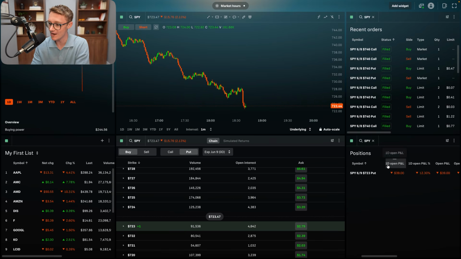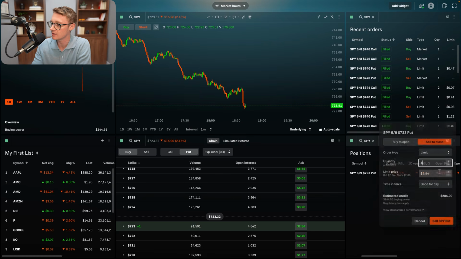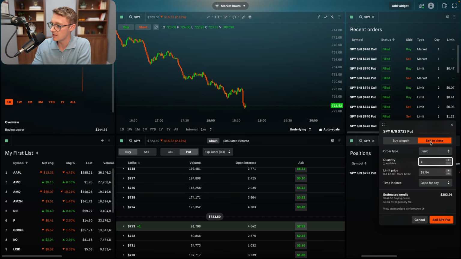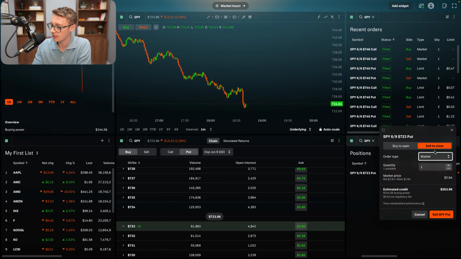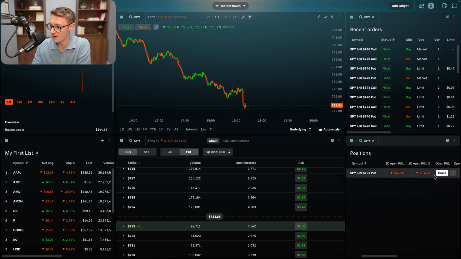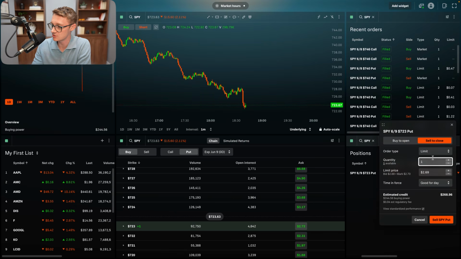And so when you're ready to close that trade, you're just going to click on close and say, hey, I want to sell to close. And we can choose a limit or a market order, and you're just going to click on sell put. And it's that simple. Now we're down about $40. We're just going to close these to show you how it works.